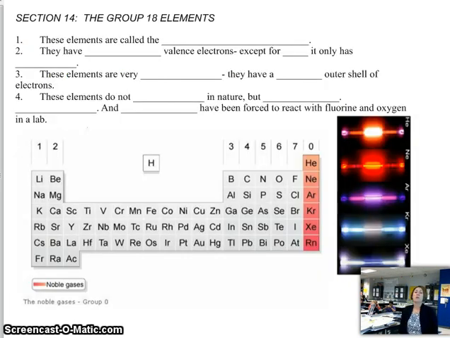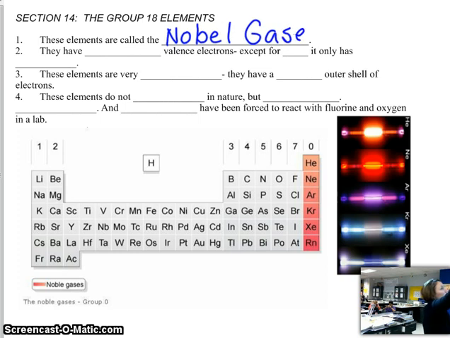The final group we have to talk about on the periodic table are the group 18 elements, and these are called the noble gases. They used to be called the inert gases. They have 8 in their outer shell, group 18. They have 8 valence electrons in their outer shell, except for helium. Helium only has 2. But remember that the first shell is full with 2.